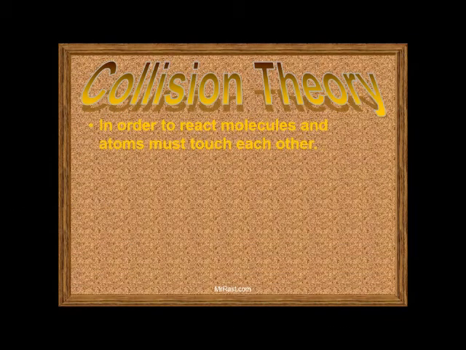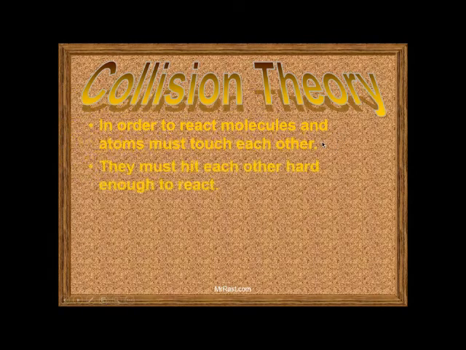A very important concept in kinetics is called the kinetic theory. The kinetic theory is an explanation on why reactions happen at all. So there's certain things that have to happen in the kinetic theory for a reaction to occur. The first thing is, in order for a reaction to occur, the molecules or atoms must be able to touch each other. If they can't touch each other, they can't react together.